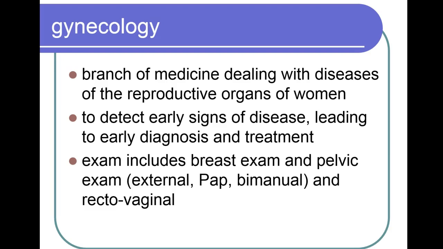There are 3 main parts: the breast, the pelvic, and the rectovaginal. Now, the pelvic is broken into 3 parts: the external inspection, the collection of the pap, and then the bimanual. And in this PowerPoint, we will look at the breast, the external genitalia observation or inspection, and the pap.